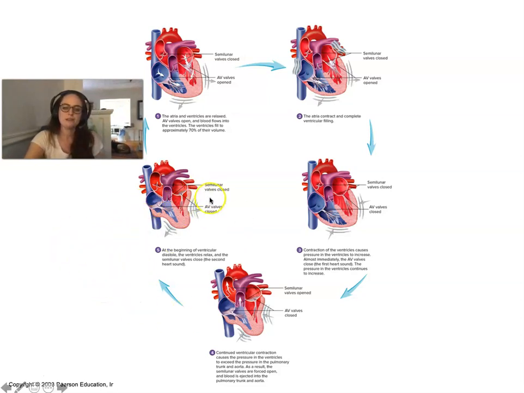Then we will begin ventricular diastole. The first thing that's going to happen is the semilunar valves are going to close. At this point, the AV valves are still closed. But once everything is relaxed, those AV valves are passively open. So when we are in total heart diastole, atrial diastole and ventricular diastole, the AV valves relax open. Semilunar valves are still closed at this phase.